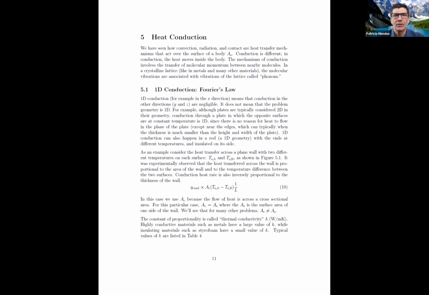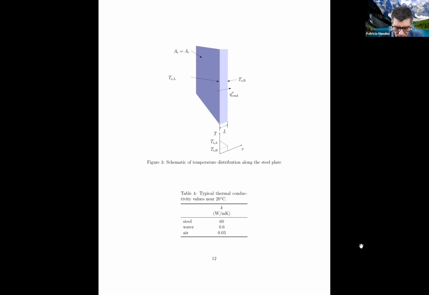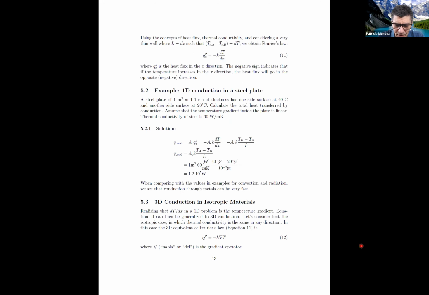And then we started to discuss conduction, and that's where we are getting now. We said in conduction we have Fourier's law, which had this expression in the form of a derivative. And what is new about conduction? Conduction happens inside a body, while convection, radiation, or contact all happen through surfaces. In this case, conduction is inside.